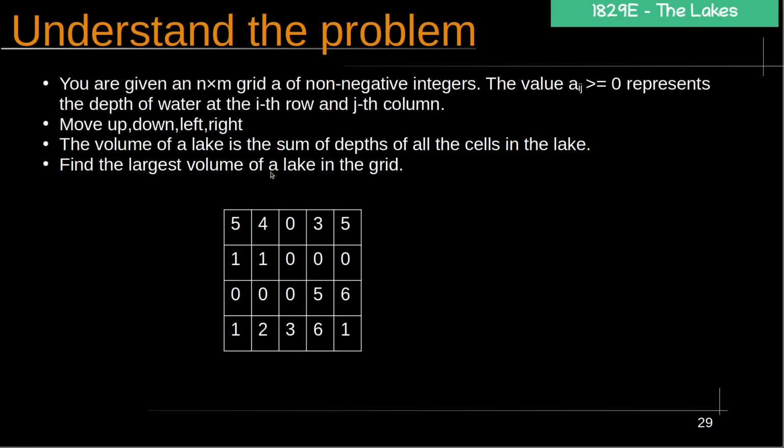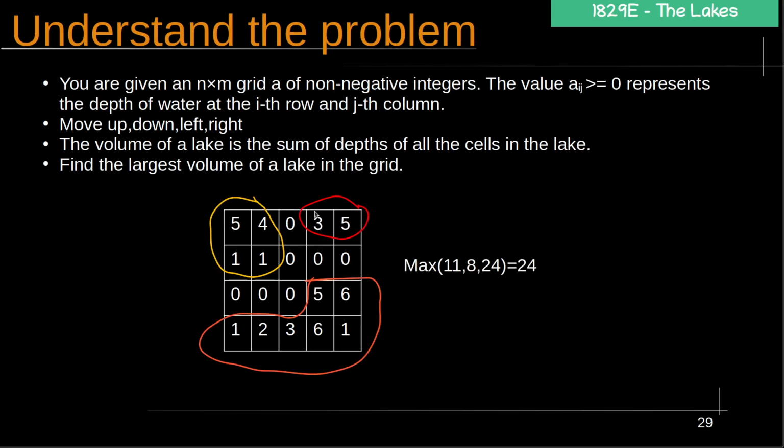As you see here, let's take this example. The lake here contains different parts because here we have empty space, or whatever you call it. Let's take this part. You can take this part or this part. So we have the maximum of 11, which is the sum of this one, 5 plus 4 plus 1 plus 1 is 11, or the sum of these two, 3 and 5, is 8, or the sum of all these is 24. So here, the maximum is 24. The largest volume of the lake is 24.